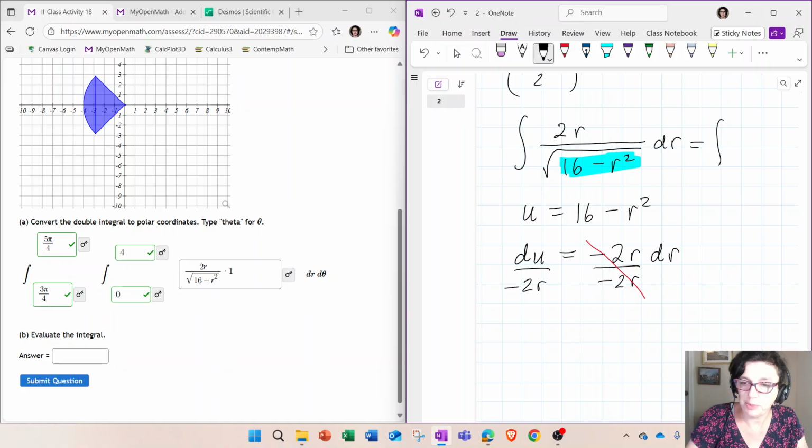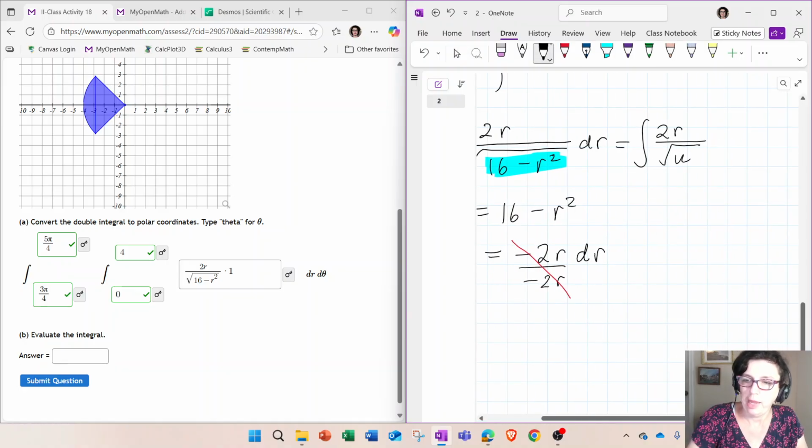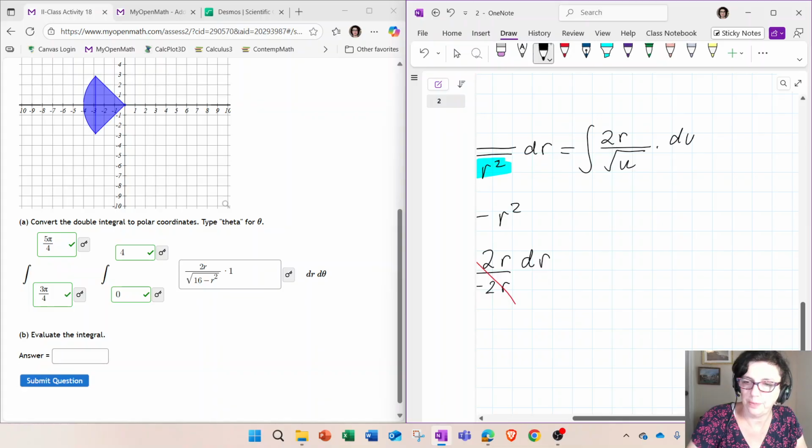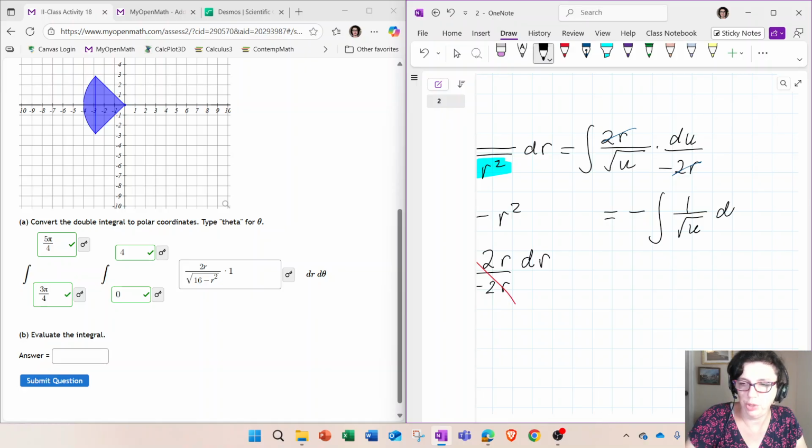All right, so let's start substituting. I'm going to have 2r. The bottom becomes square root of u because I just renamed 16 minus r squared into u. And then I will have this dr, which is du divided by negative 2r. And here, this extra r that comes from the numerator is going to come in handy because we're now going to be able to just cancel that, but the negative will stay. So this is negative 1 over square root of u du.